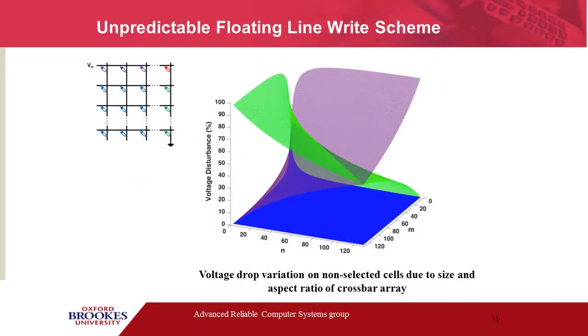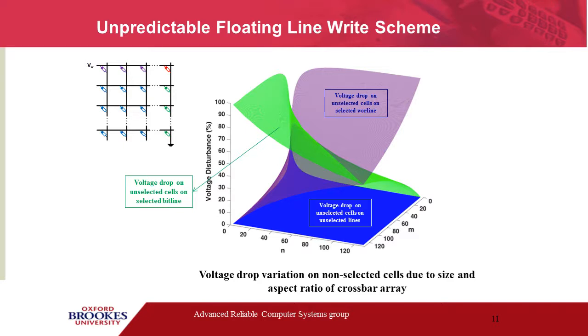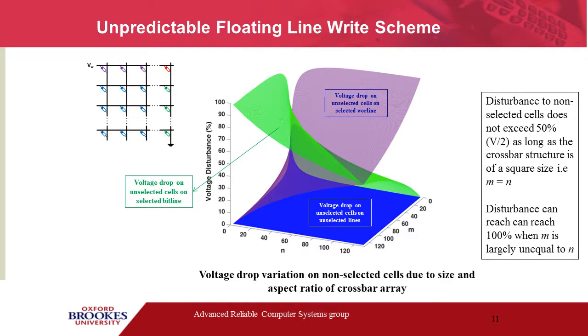On this slide, I have a simulation result of the voltage drop on the non-selected cells using the floating line scheme. There are 3 surfaces in these figures. Each one represents a group of non-selected cells. The purple curve represents the voltage on the unselected cells on the selected word line. The green curve represents the voltage on the unselected cells on the selected bit line, while the blue surface represents the voltage on the unselected cells on the unselected lines. If you look at this figure carefully, you will notice that points where M is equal to N have a voltage drop not exceeding 50% across the three groups represented by each of those surfaces.